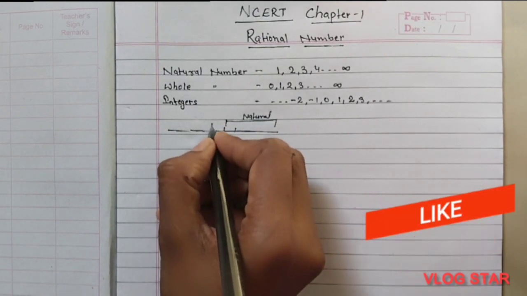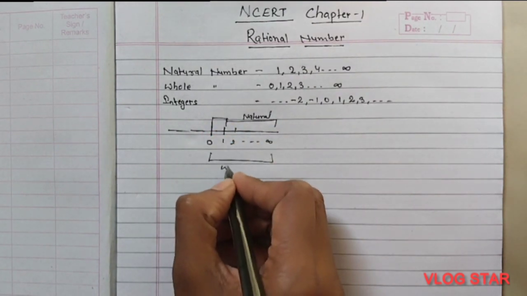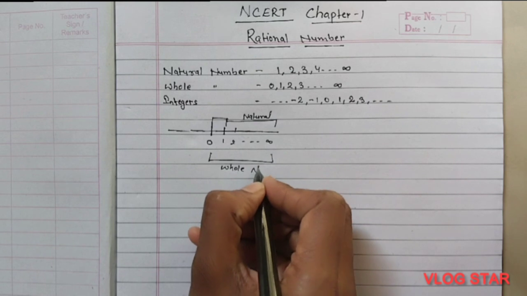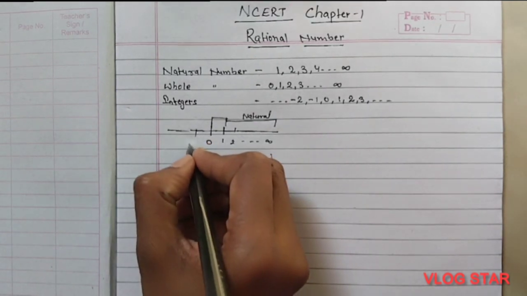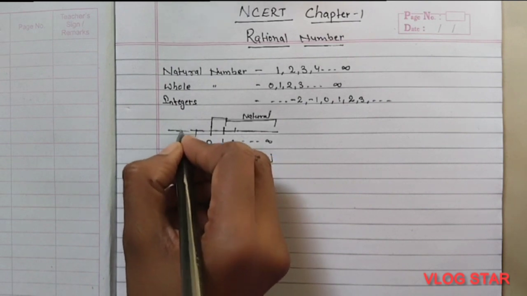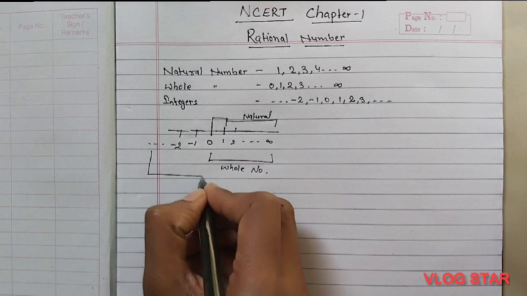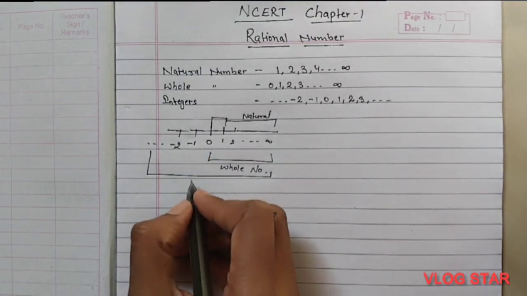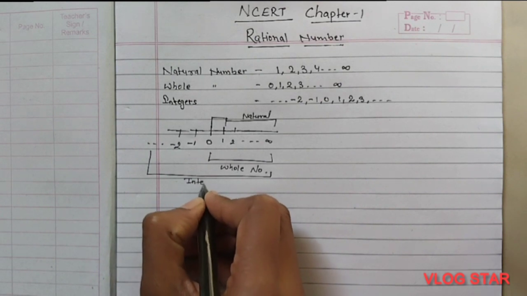If we add 0 to the natural numbers, they become whole numbers. If we add negative numbers to the whole numbers, then we get integers. Means every natural number is a whole number and every whole number is an integer.